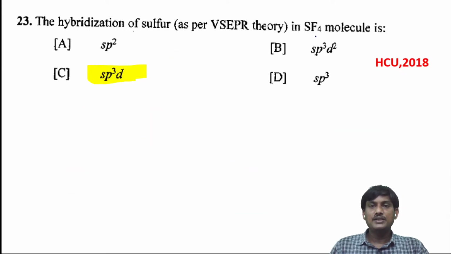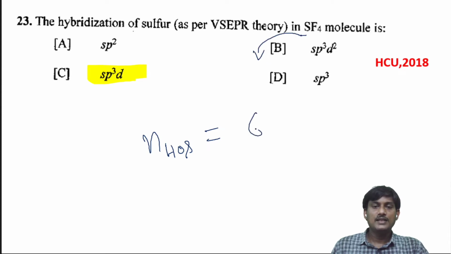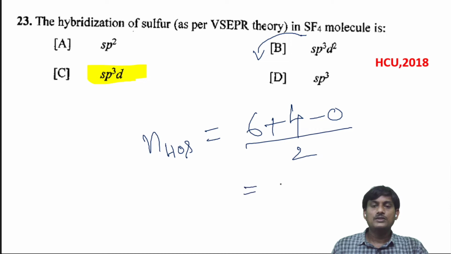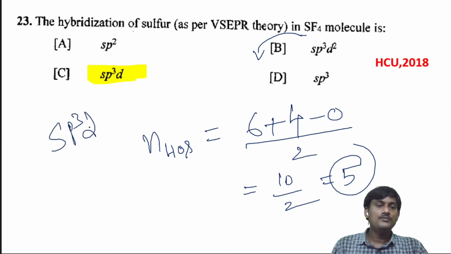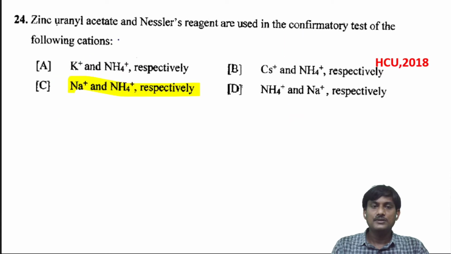The hybridization of sulfur in the SF4 molecule is, how can you calculate or identify the hybridization? The number of hybridized orbitals, HOs, will be equal to the number of electrons on the central atom. Here the number of electrons on the central atom is 6, plus monovalent atoms around sulfur 4, charge on the molecule 0, minus 0, by 2. So it will be 10 by 2, equal to 5 hybridized orbitals. So the hybridization will be sp3d. So this is the correct option.